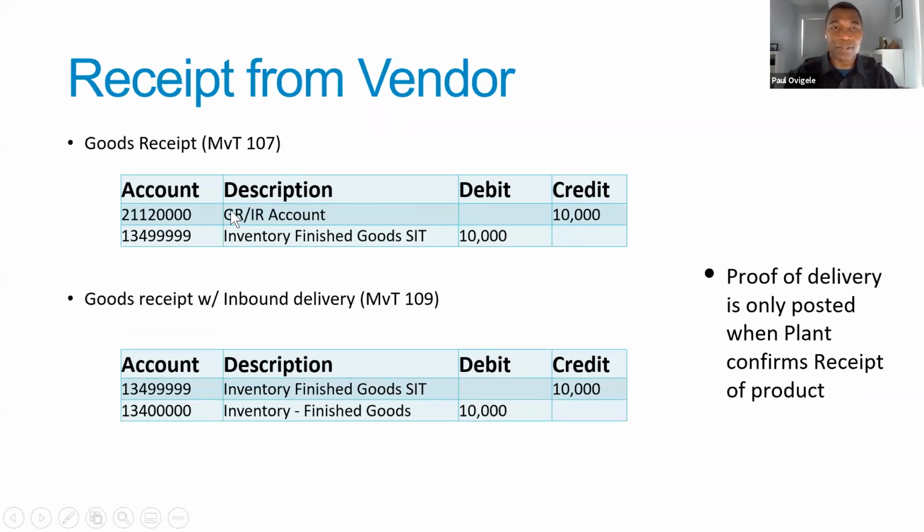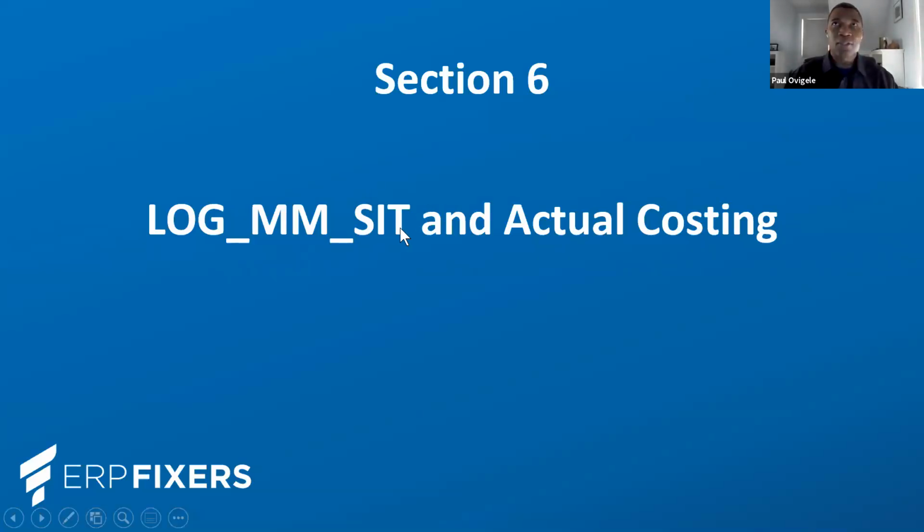So receipts from vendor, same kind of situation. Instead of the debit of inventory being recorded immediately, it goes into SIT until you do the goods receipt with an inbound delivery. All right, so that's the SIT part.